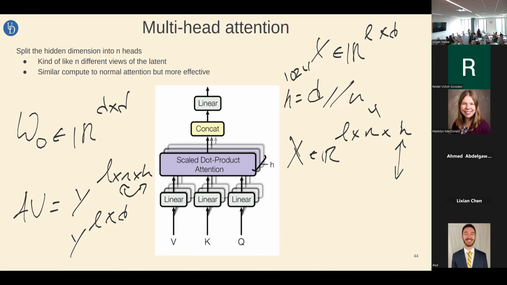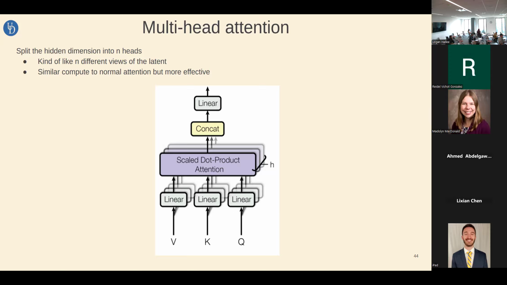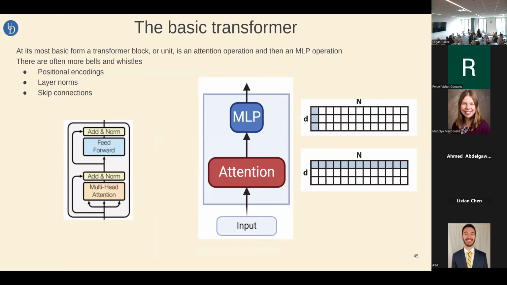So that's multi-head attention. So this is by far the most common way to apply attention in a transformer. Well, now we've sort of gone over most of the components of a transformer. So what is a transformer?